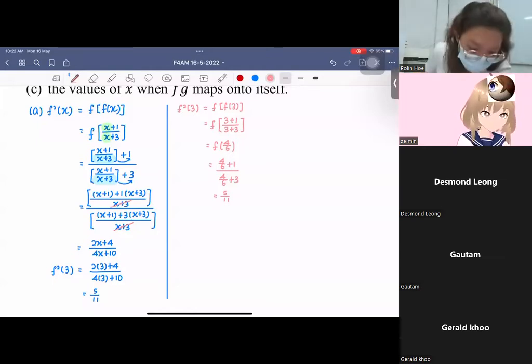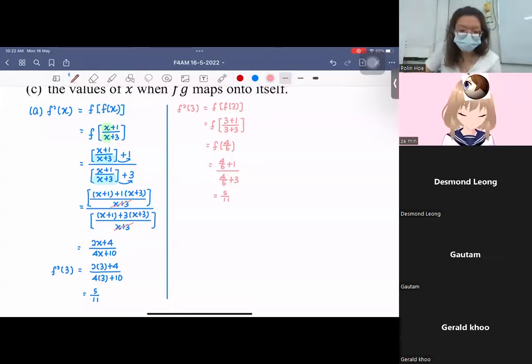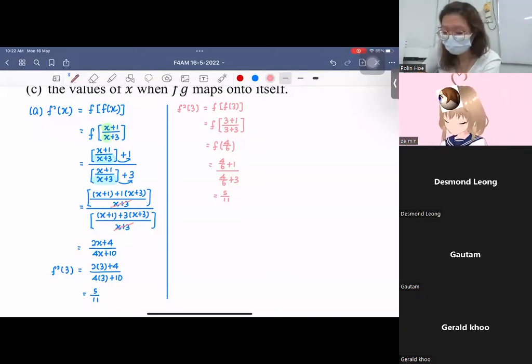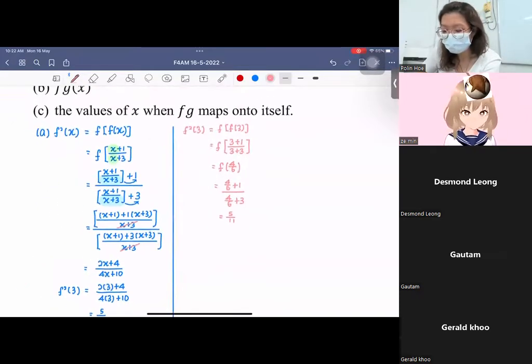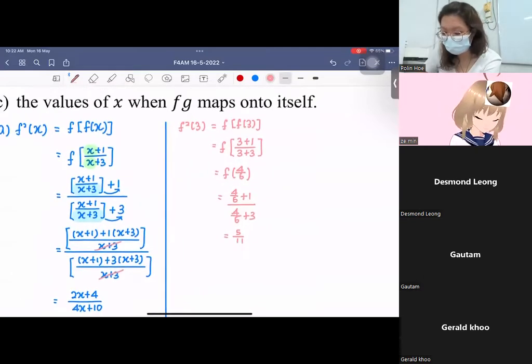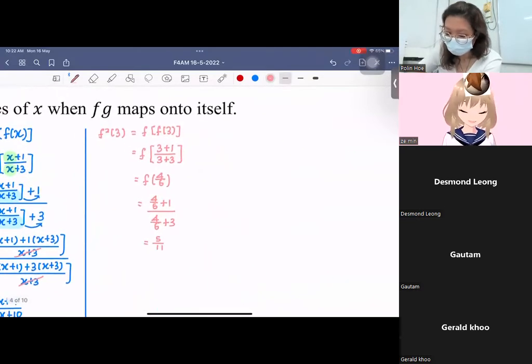And part B, for those who have tried, can you get x plus 4 over 3x? Can I get x plus 4 over 3x? Yes, okay, good. But I know that only a few of you will try.